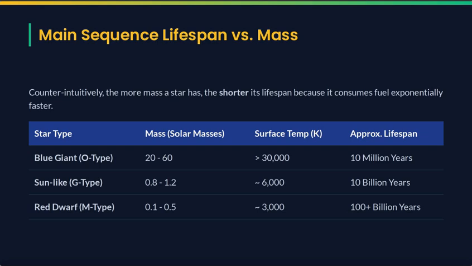And then if we look at red dwarfs, the M-type, at 0.1 to 0.5 solar masses, around 3,000 Kelvin, it can actually live to over 100 billion years. That's a long time. That's a very long time. I don't think I can even count to that long.